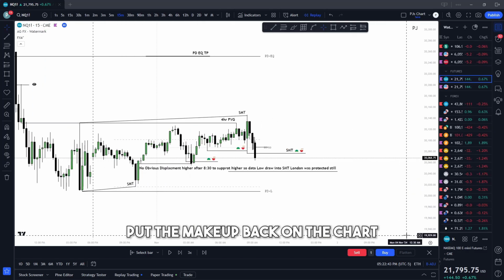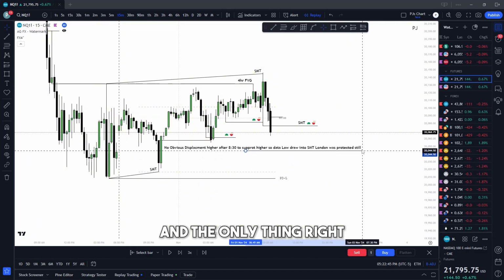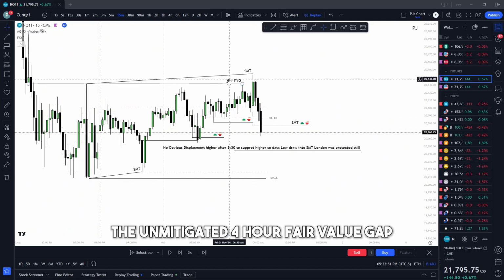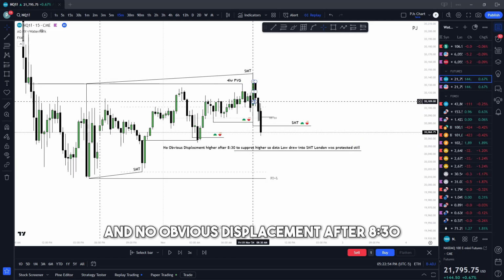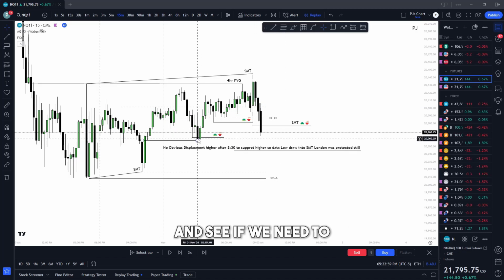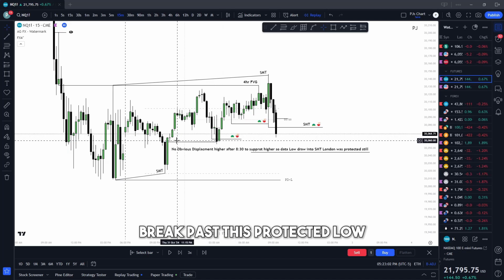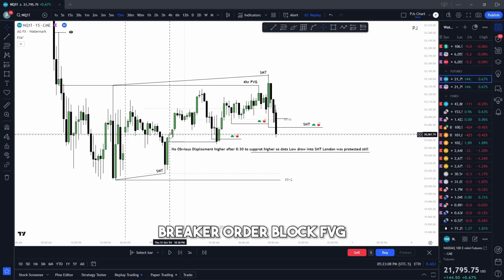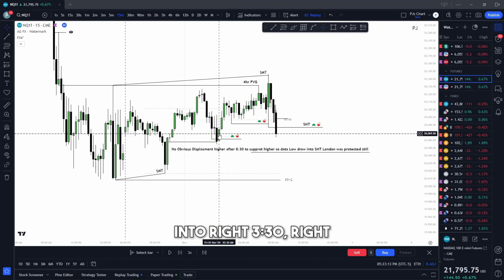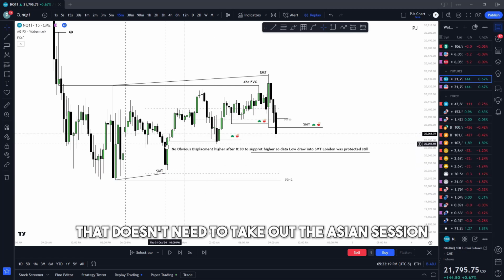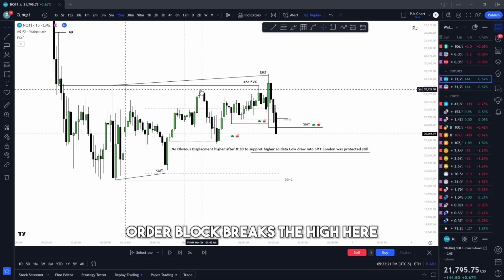So we see that 9:30 comes in, we're below midnight open, we have a little bit of low resistance. Let's put the makeup back on the chart, and the only thing that really brings us into that low is the SMT, the unmitigated 4-hour fair value gap that pushes us a bit lower, and no obvious displacement after 8:30 to support price higher. So we draw to the data low and see if we need to break past this protected low. We have our SMT, turtle soup sequence has started here. Breaker, order block, FVG, break the high, displacement into a 3:30 London-based manipulation that doesn't need to take out the Asian session.